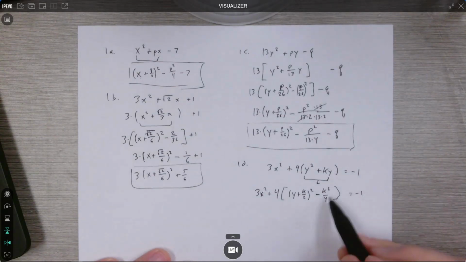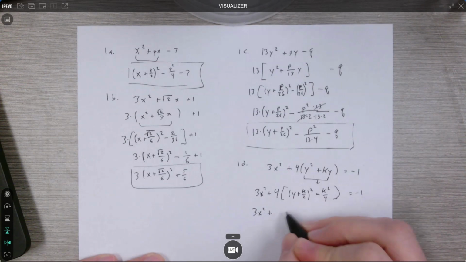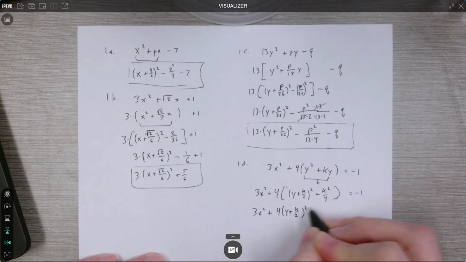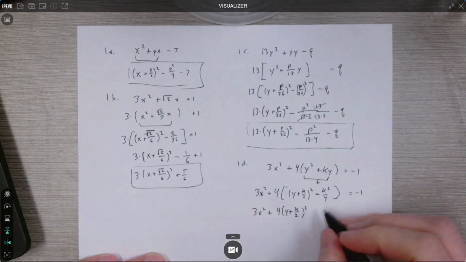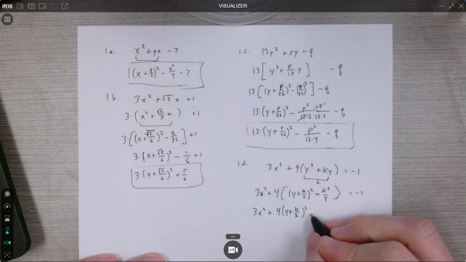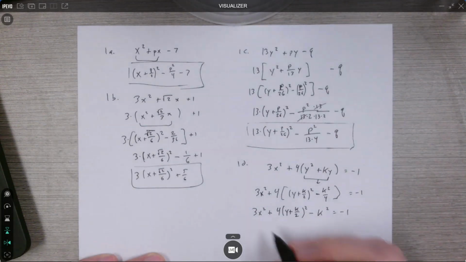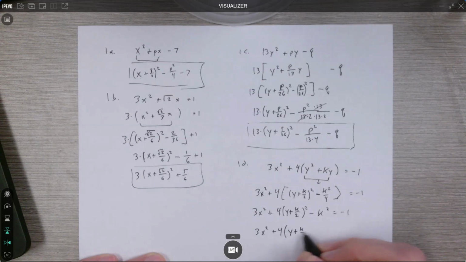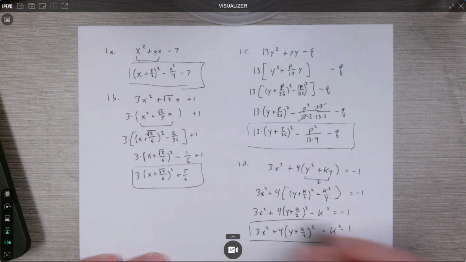And then, but remember the k squared over 4 is part of the constant because k is just a number. So I need to multiply this back in. So 3x squared plus 4 times y plus k over 2 squared. And then 4 here divides 4 there. So now that's minus k squared. And now we'll add the k squared to this side, because that's the form that was being requested in the problem. So k squared minus 1, like this.